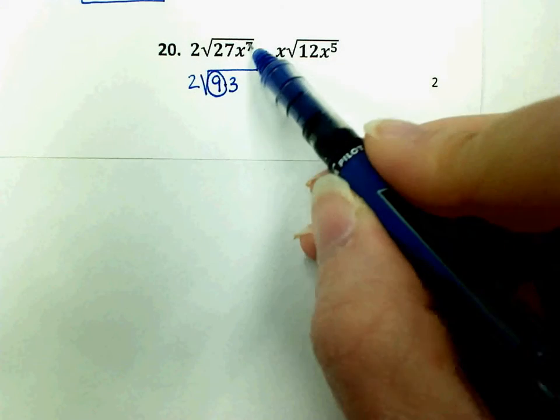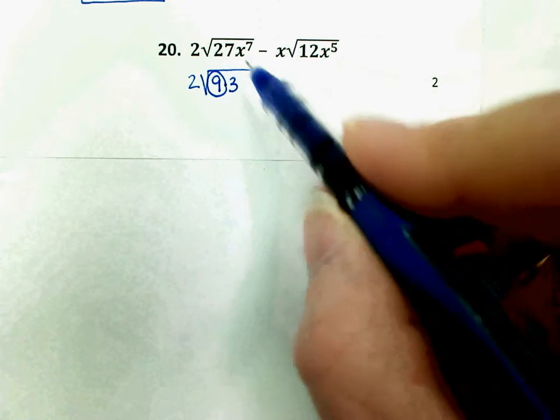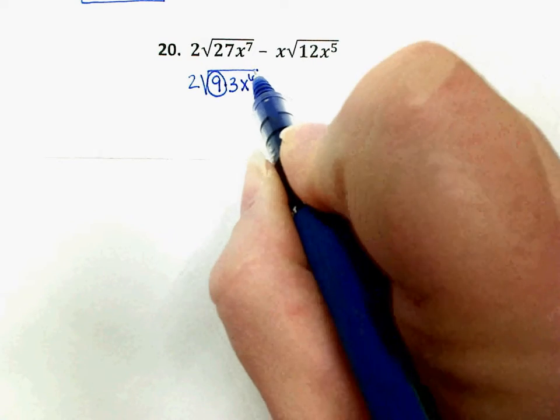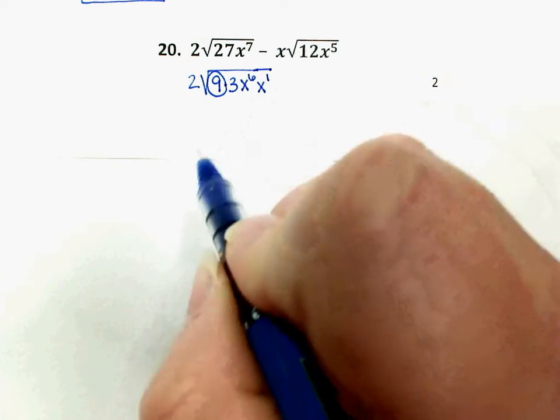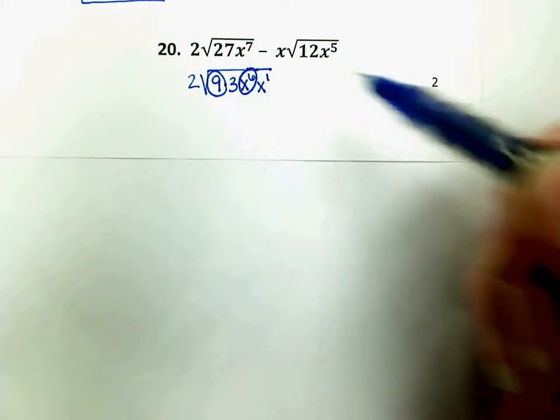The x to the 7th, since it's an odd exponent, is not a perfect square, but you can break it down into x to the 6th times x to the first power. You still have all 7 x's, but now you have an x with an even exponent, so it's a perfect square.